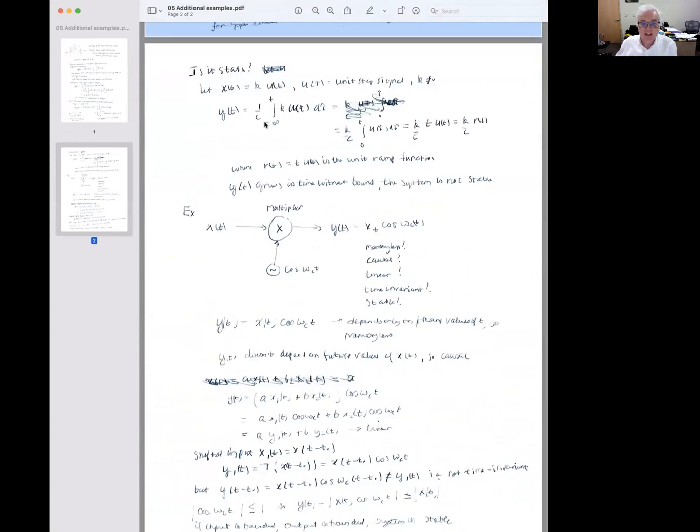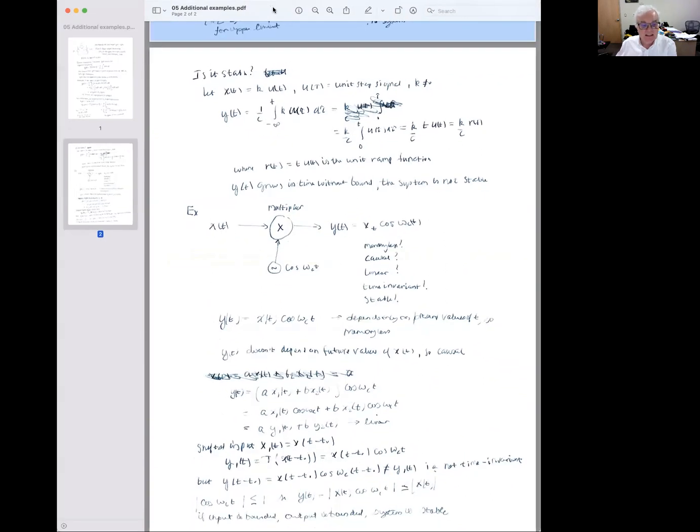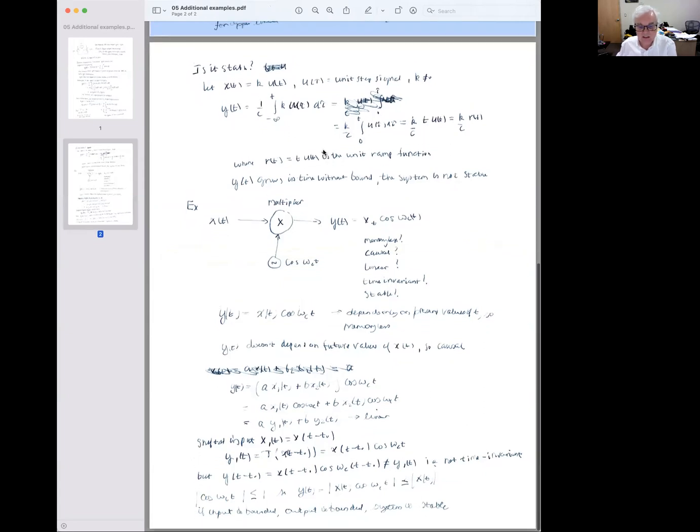Then what I do is I go on and look at a different sort of circuit. And this sort of circuit is a simple multiplier. It multiplies a function x by a cosine function to produce an output. And again, I ask what the properties of this particular system are, and I go through and work through all of the cases. And again, I want you to make sure that you're able to do that and to make sure that you understand the results. So that's just a quick overview of what the notes say.